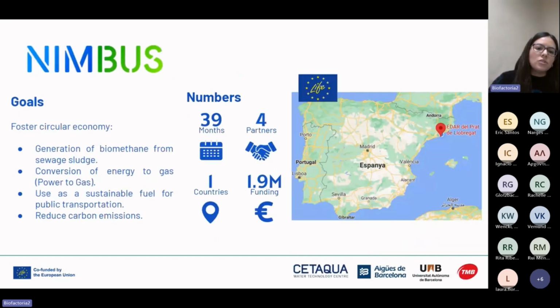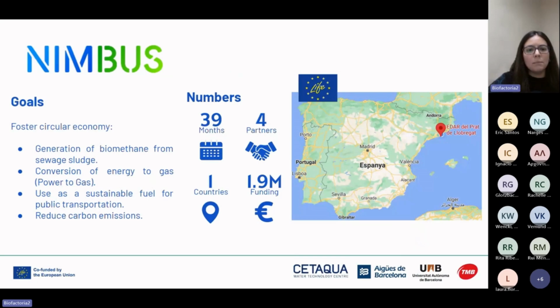A previous related project that serves as the foundation for one of the case studies in the Sempre Bio project is the Life Nimbus. The project, known as a non-impact bus, aims to showcase the potential of power-to-gas technology through a biological methanation process. Its main objective is to promote circular economy by producing biomethane from sewage sludge and power-to-gas technologies, which can be used as a sustainable fuel for public transportation.